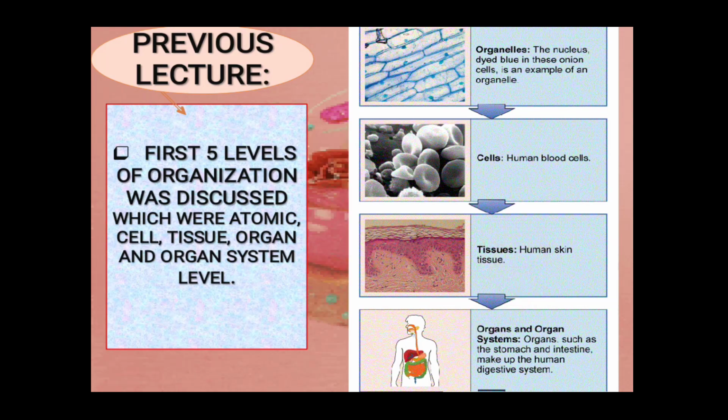For example, stomach is an organ. In the stomach, different types of tissues are present. Epithelial tissues are present, muscular tissues and nervous tissues. Different organs combine to form an organ system. In the digestive system, oral cavity, esophagus, stomach, small intestine, large intestine combine to form an organ system which is known as the digestive system. This is a short recap of our previous lecture.